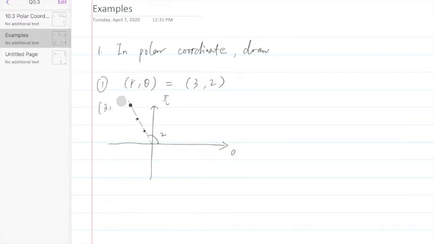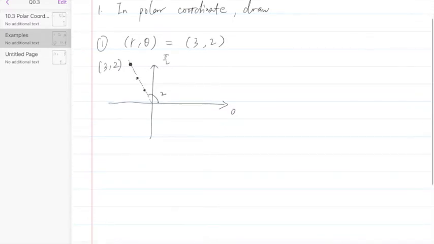Okay, I'm just doing things randomly. And you have 3 units clearly. And then this gives you the angle 2 paired with the ratio, the radius 3. So that is where (3, 2) is.